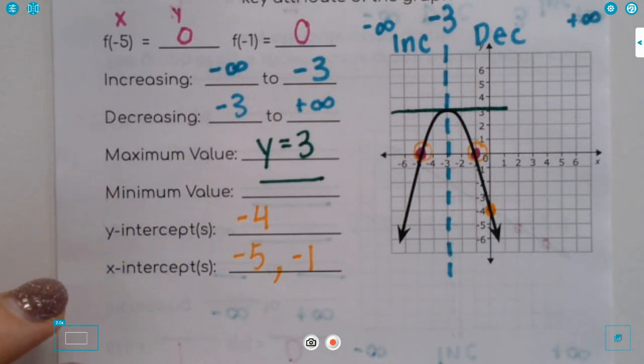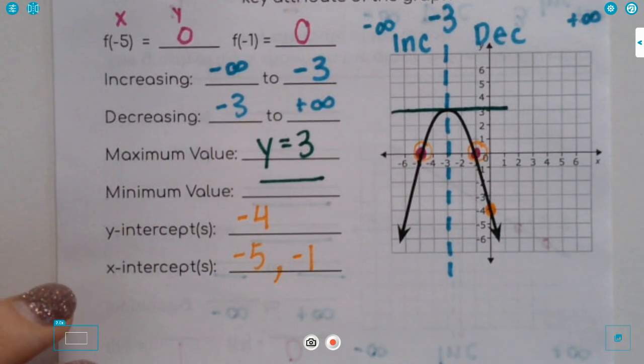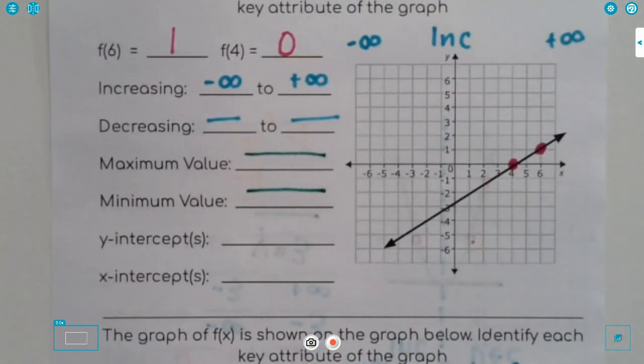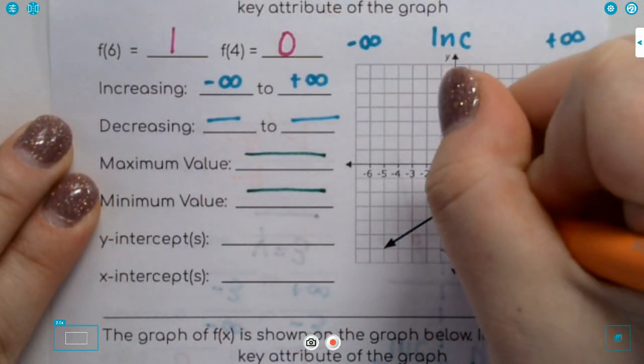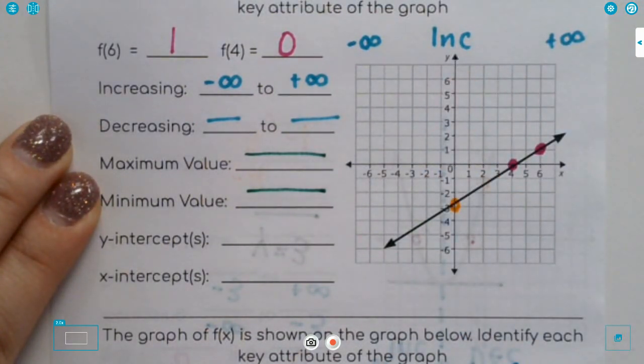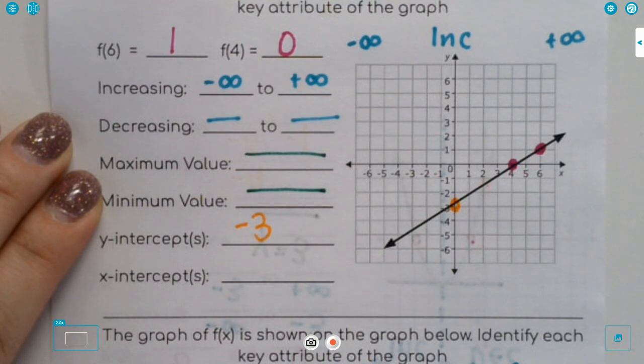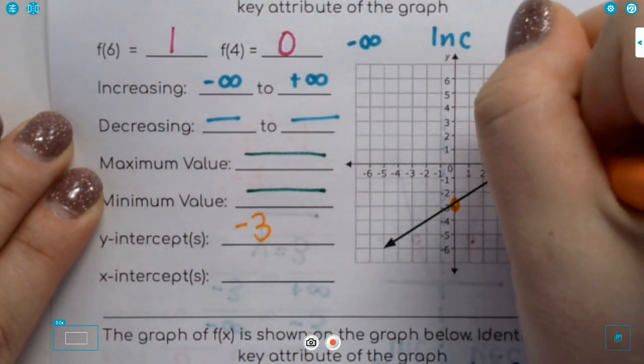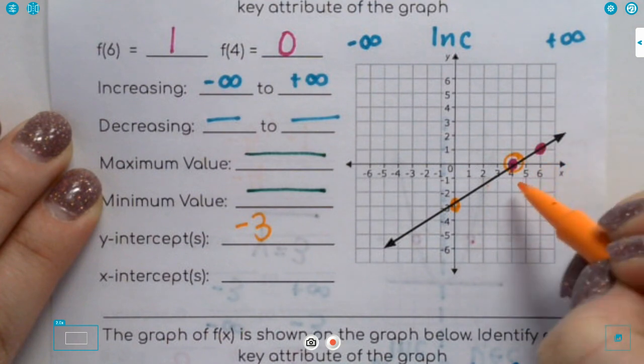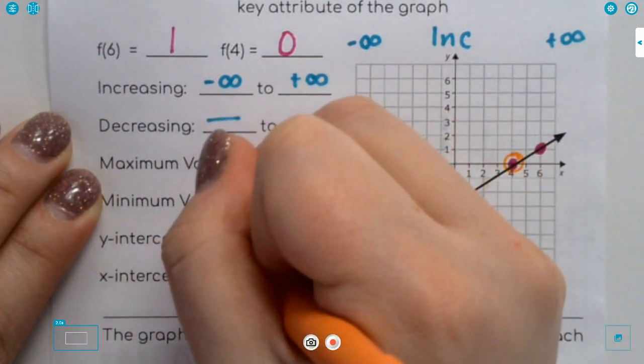Any questions about that x and y intercept? Okay. This next one, our y-intercept, where we cross our y-axis, so up and down, right here. If it's off by like a 1/16 of an inch, just go with the closest spot. This one's at -3. And then our x-intercept is right here. It is at 4, and we only have one x-intercept here.